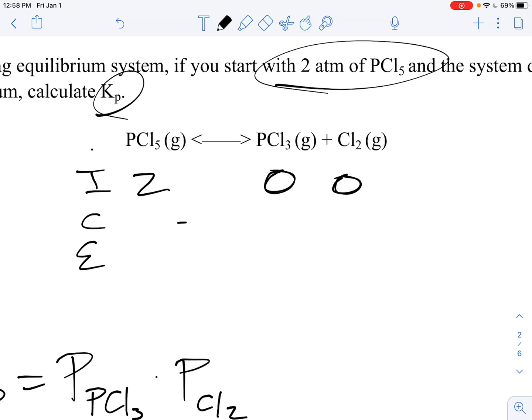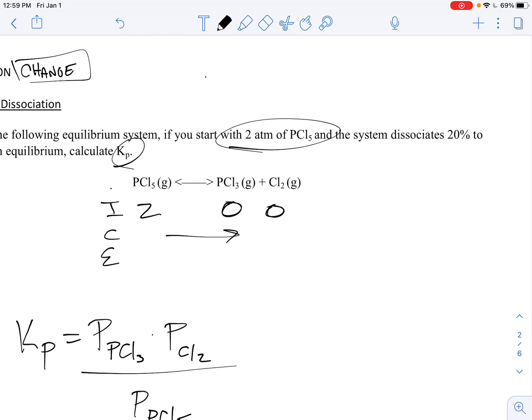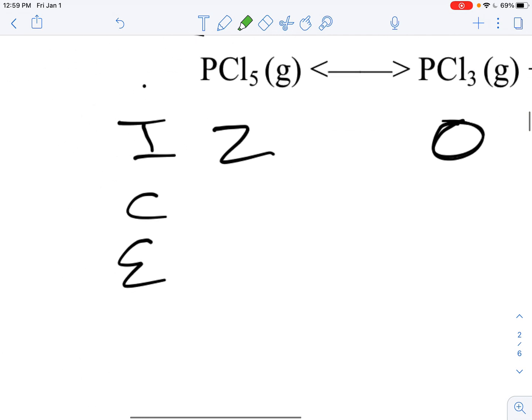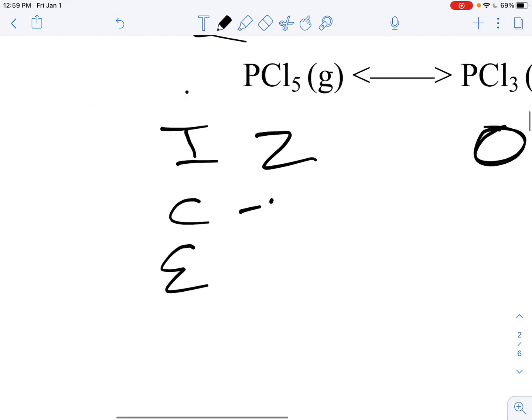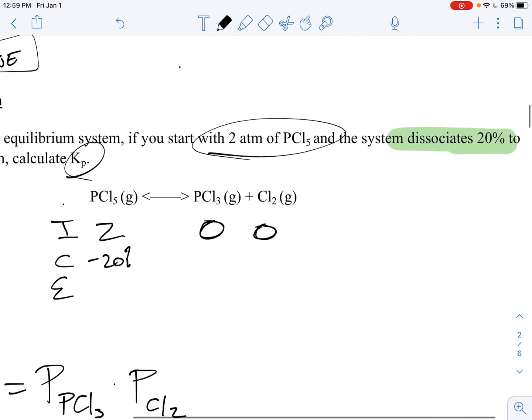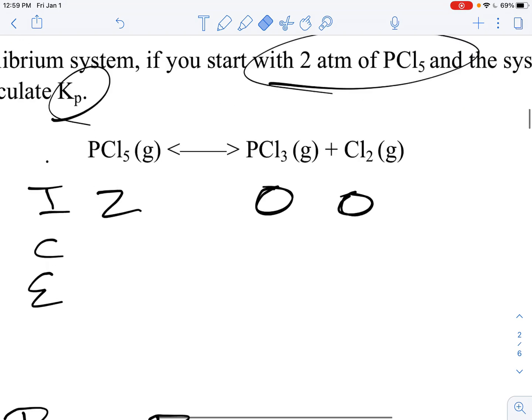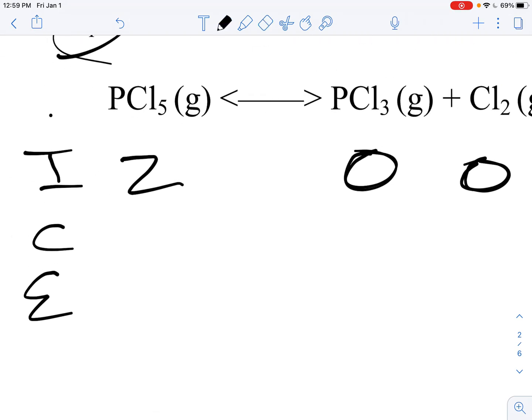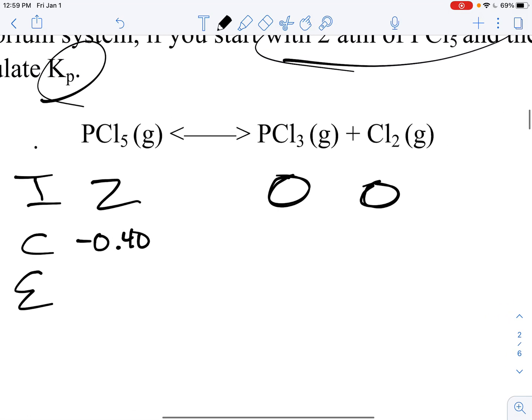Now, clearly this reaction is not at equilibrium because you can't have zeros and be at equilibrium. So we're going to go over to the right in some way. Now, what is it going to go by? Well, it says that it dissociates by 20%. So that means this one here is going to go down by 20%. That has to occur based upon what is stated here. So you take 20% of 2, and 20% of 2 is 0.4. So this goes down by 0.40, which is 20% of 2.